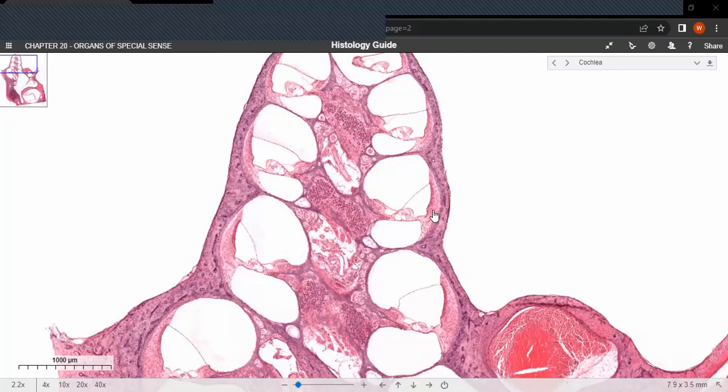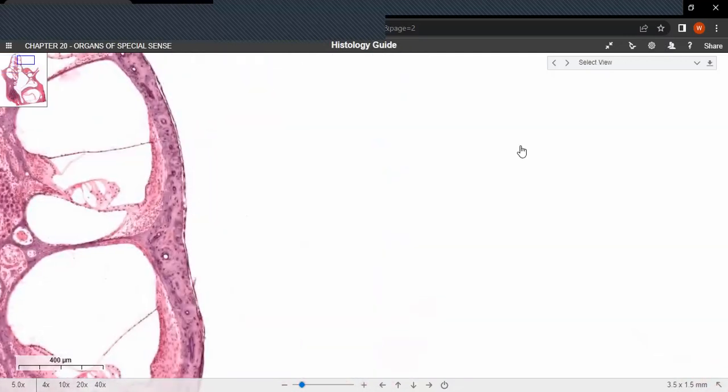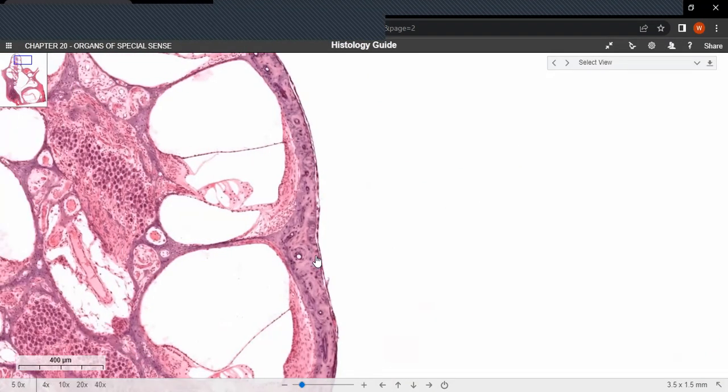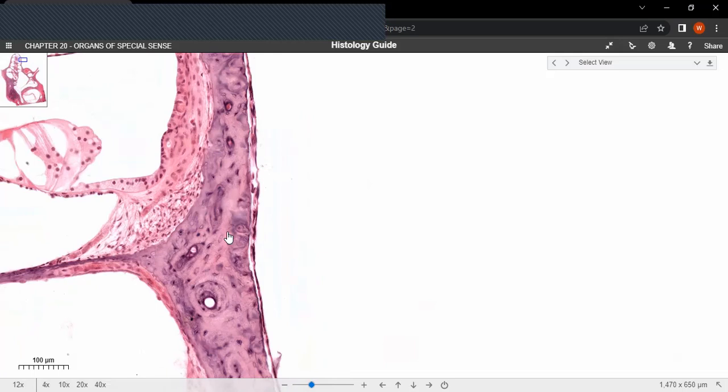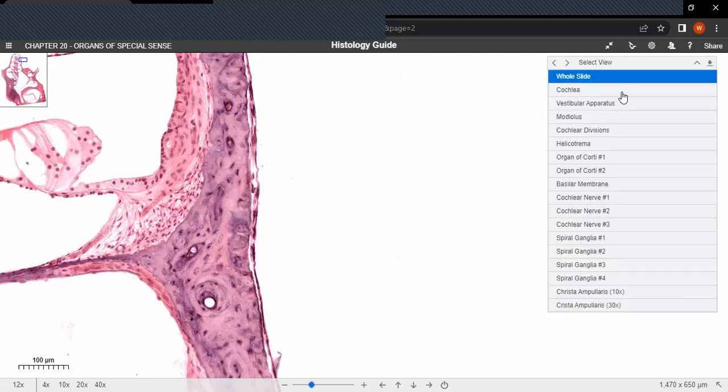If I zoom in here, this is the cochlea. I'm zooming in, waiting for the image to clear up. Yes, it's cleared up. You can see this is bone, and here we have the concentric lamella. This is the petrous temporal bone, where the cochlea is housed. So let's go back to the cochlea.